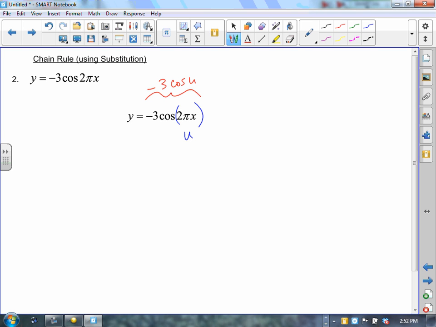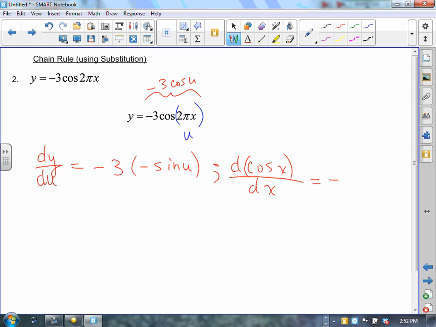So what we'll do is we're going to determine the derivative of y with respect to u. So that would end up being minus 3 multiplied by minus of sine u. And recall, the reason that we can say that is that the derivative of cosine of x with respect to x is minus sine x. So that's the property that we're using. Let's tidy this up a bit more by getting rid of our negatives. Distribute the negatives and we have positive 3 sine u.